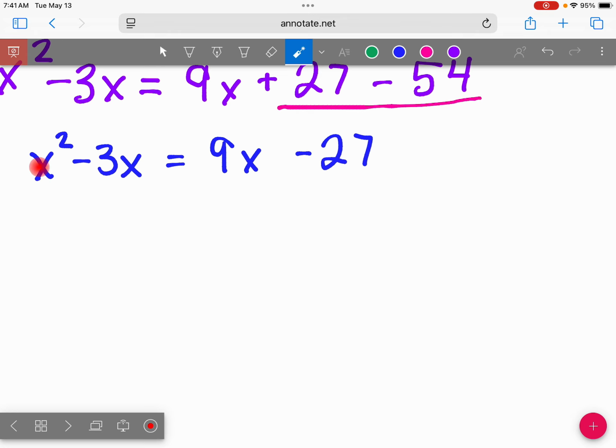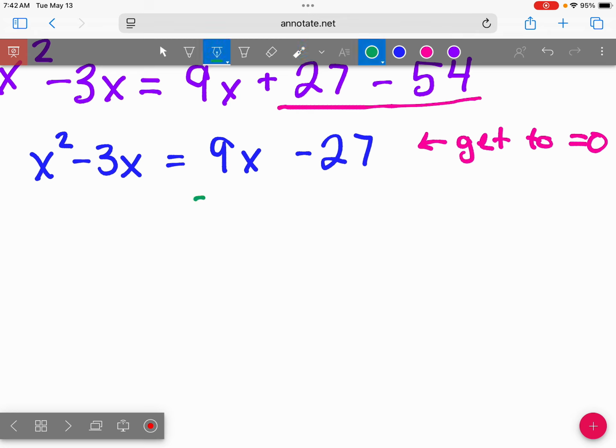Because when we have an x squared, we need to make this equal to 0. Could you have added 3x to one side? Yep, you can do that, but we want to get our x squareds to be positive. If you add your 3x this way, you'll have to subtract it over this way as well. You're going to get to the same answer. It doesn't matter which order you do it in.